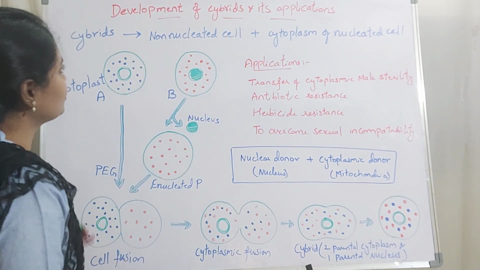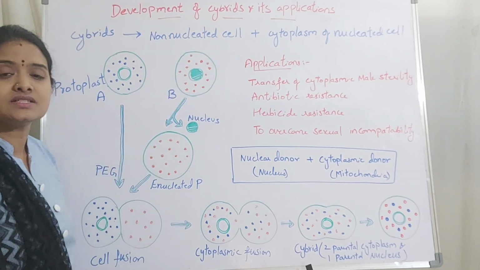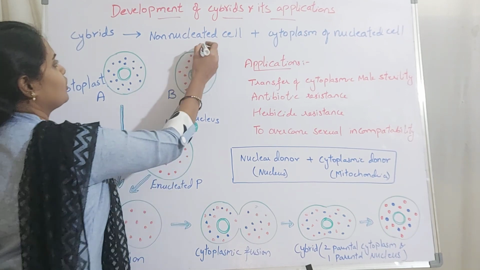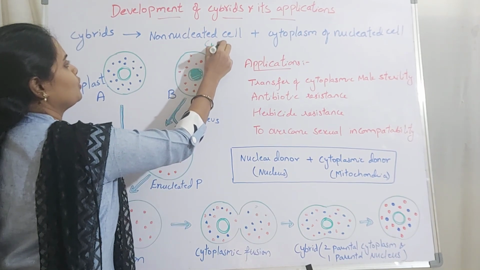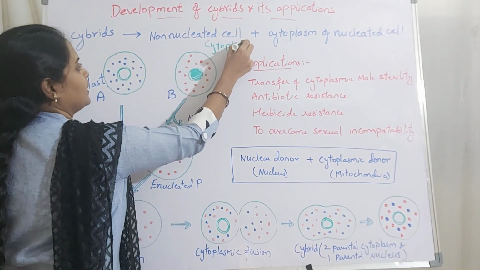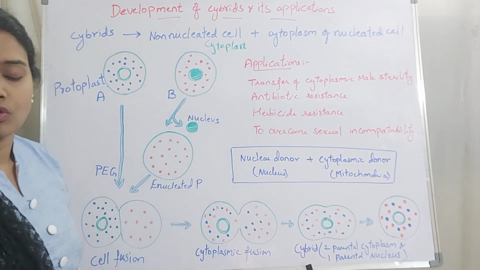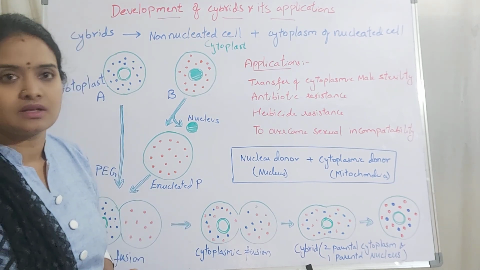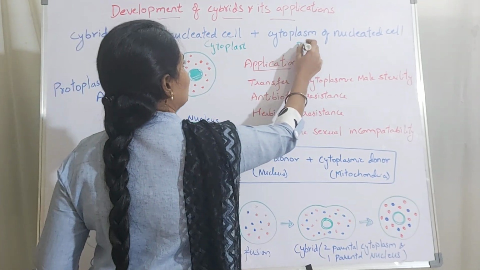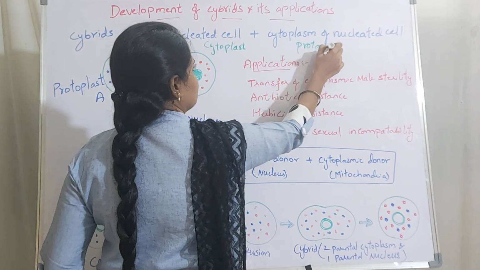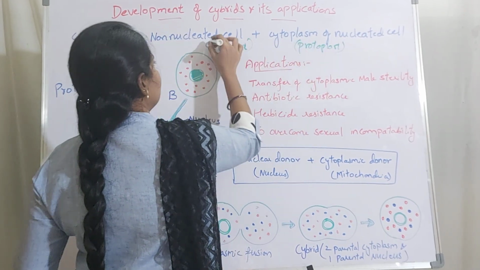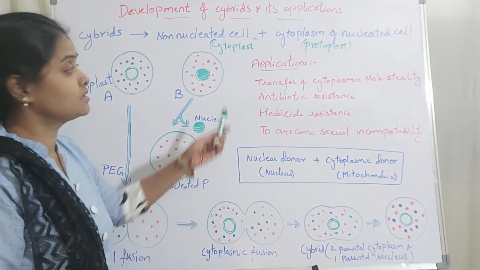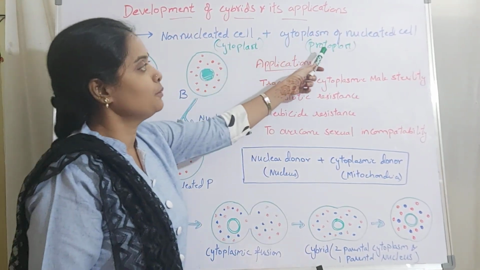So what do you mean by non-nucleated? Non-nucleated cells are also referred to as enucleated cells, or you may also call them cytoplasts, right? If the plant cell doesn't have a cell wall but has all the cell organelles, then you call it a protoplast. Is that clear? So the cybrids are produced by combining the cytoplast cells with the protoplast cells.